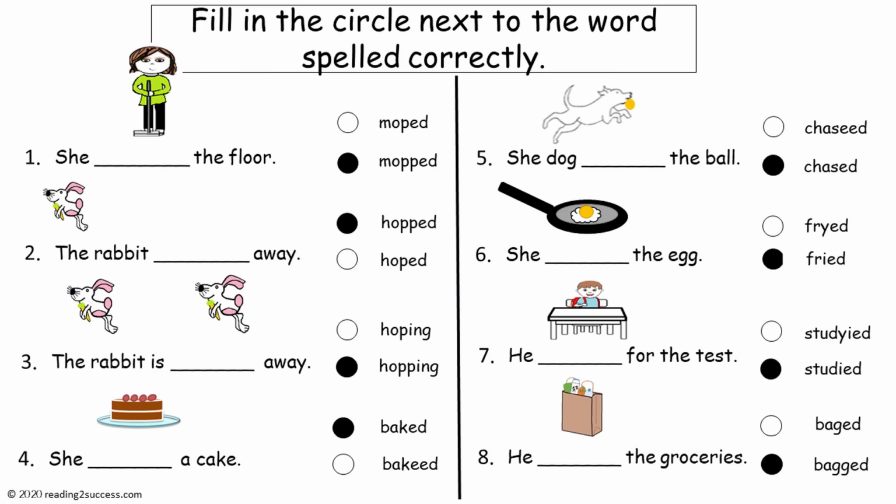These are the answers for the practice page. Number 1, 2, and 3 follow Rule 1, words ending in a consonant. 4 and 5 follow Rule 2, words ending in silent E. 6 and 7 follow Rule 3, words ending in Y. And 8 follows Rule 1, words ending in a consonant.